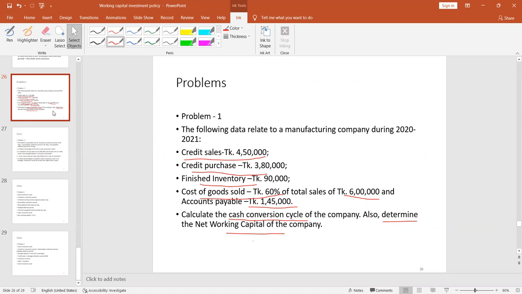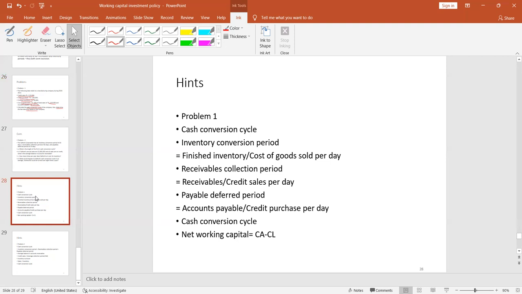Are you there, my dear students? Yes, sir. So what is the clue here? You need to know about the cash conversion cycle first. So note it. Cash conversion cycle means operating cycle minus accounts payable period. Then you need the inventory conversion period. How can you calculate it here? Because you are given only finished inventory. The finished inventory divided by cost of goods sold, or cost of goods sold per day? Per day, sir. Cost of goods sold per day.